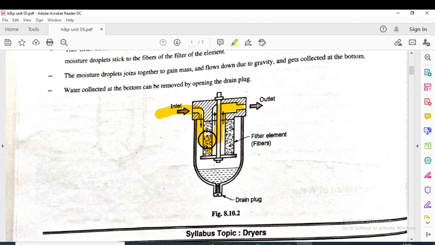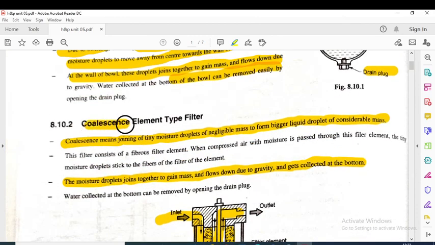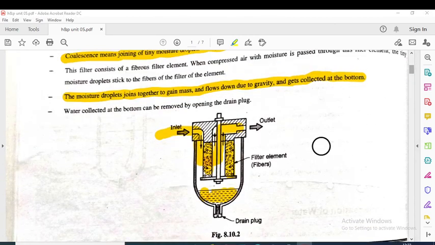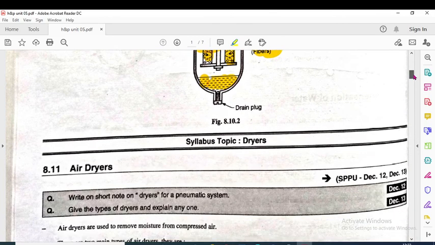So what is happening at this filter element? At this filter element, these tiny moisture particles get stuck, and they join with each other. Then they gain mass, and because of this mass they move in the downward direction and get collected here. Okay. Here you can see the moisture droplets join together to gain mass, flow down due to gravity and get collected at the bottom. So here also, by using these coalescing element type filters, we can use it as a moisture separator. This is the filter element or fiber.